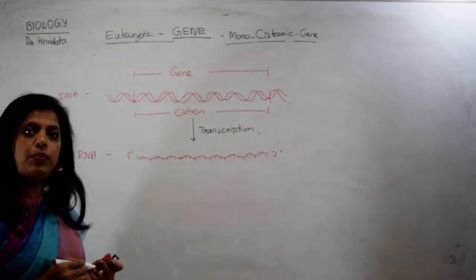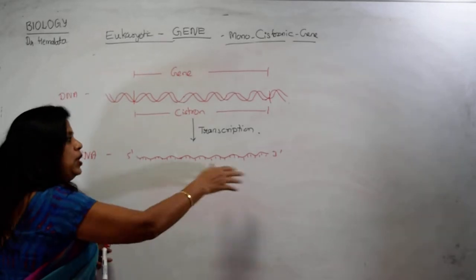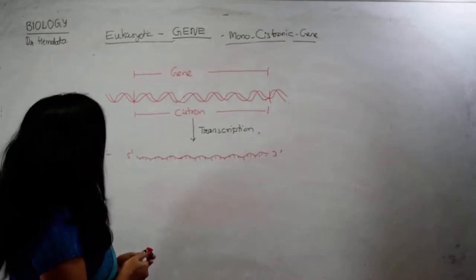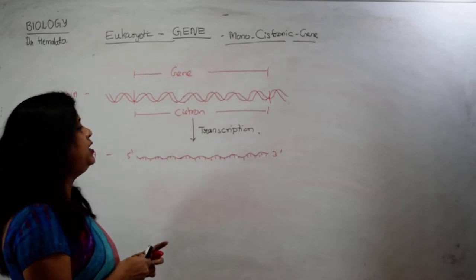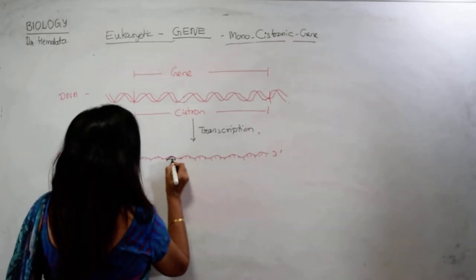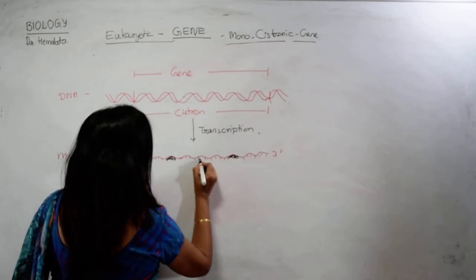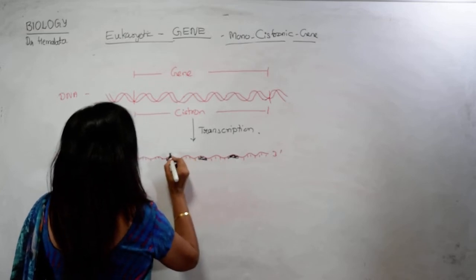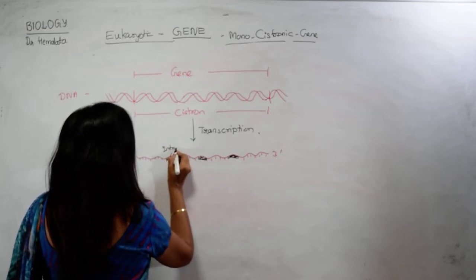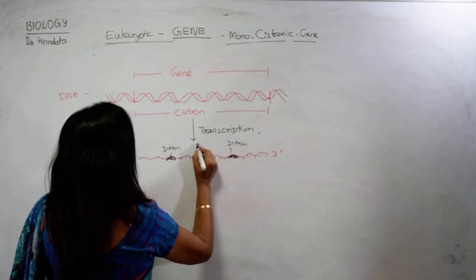Means it doesn't have subunits, right? This will first undergo transcription to form mRNA. The mRNA will have a lot of non-coding sequences in between. These are called introns. Imagine there is one intron here, another intron here, another intron in between. These are all non-coding sequences called introns. This is another intron. So many introns are there.